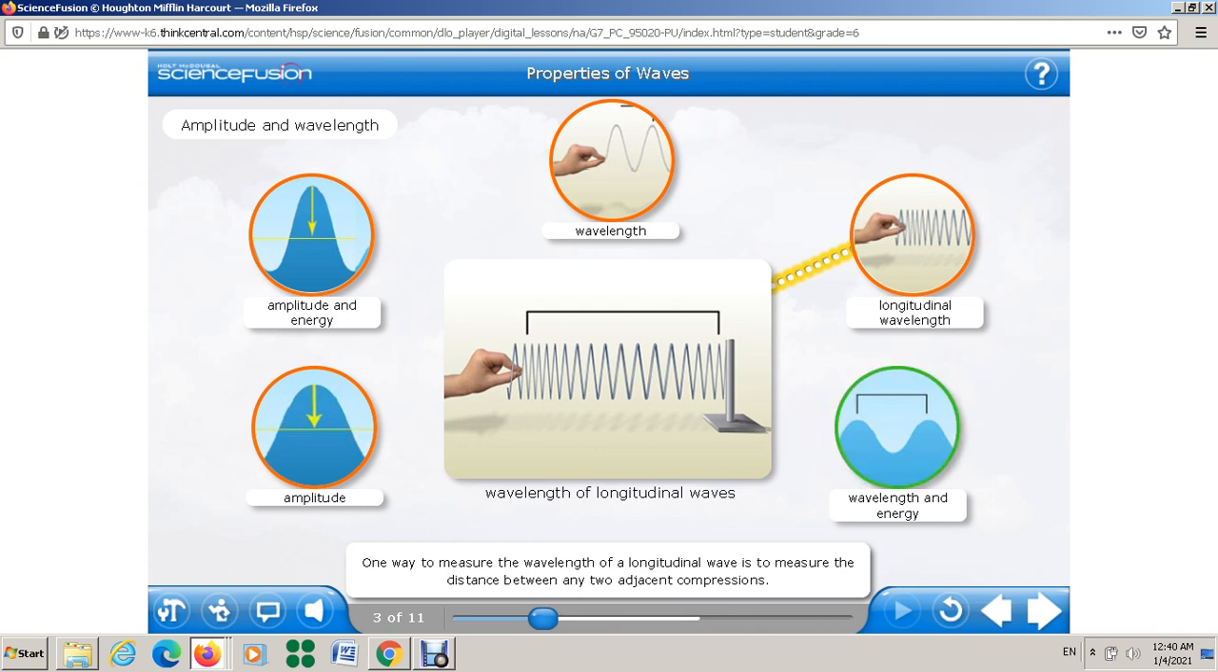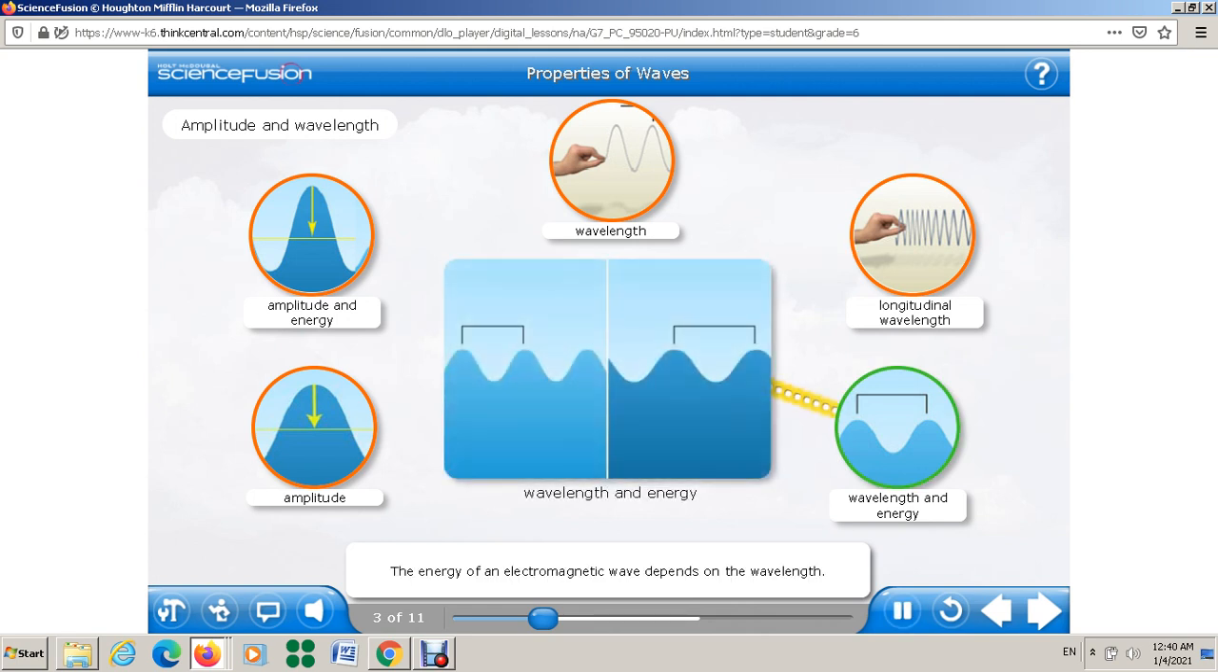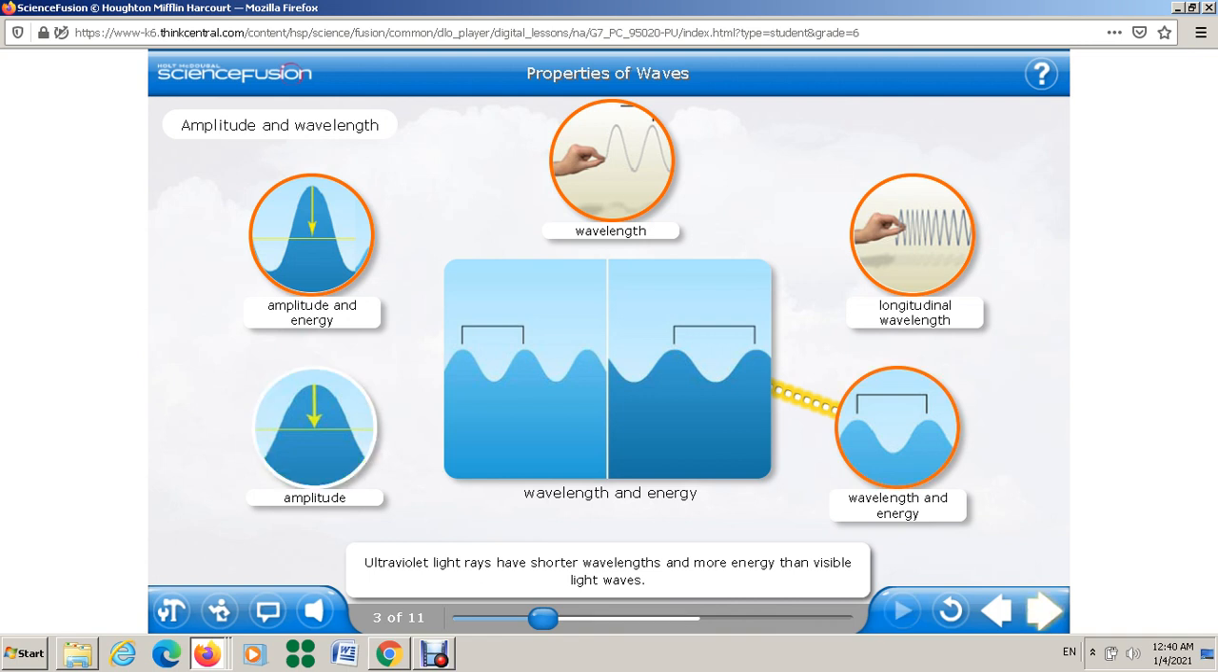Let's look at the wavelength and the energy. The energy of an electromagnetic wave depends on the wavelength. Waves with shorter wavelengths transfer more energy than waves with longer wavelengths. Ultraviolet light rays have shorter wavelengths and more energy than visible light waves. So here, if the waves are closer to each other, it means a shorter wavelength, and it has more energy. Okay, so this one is very important.